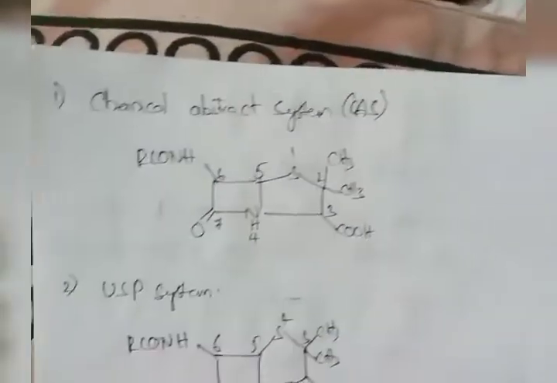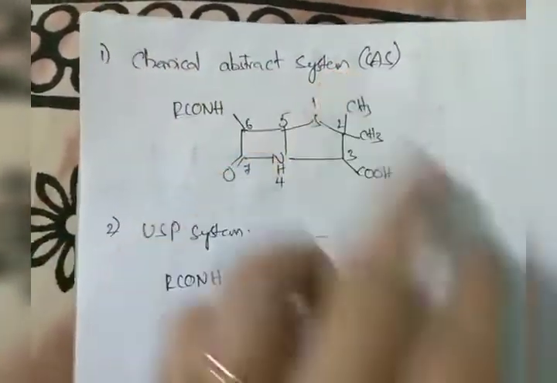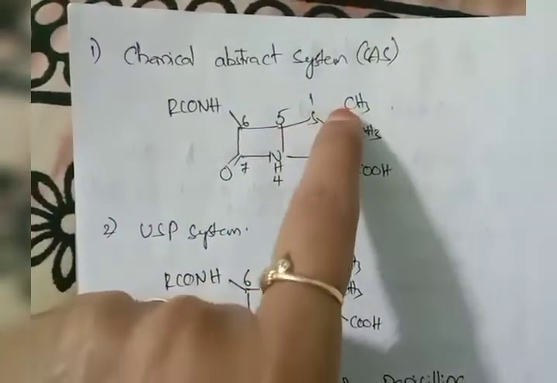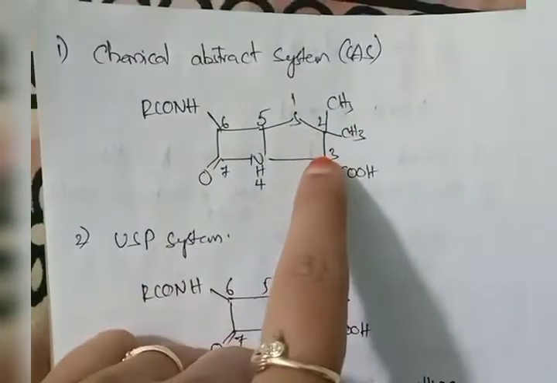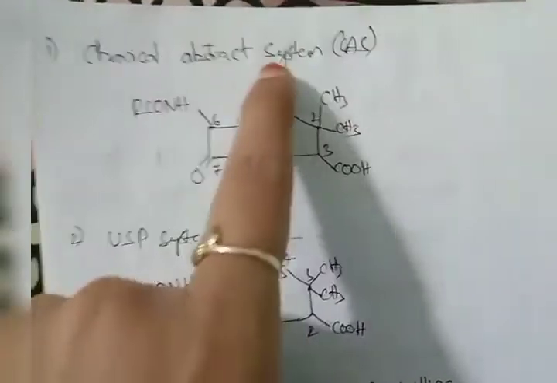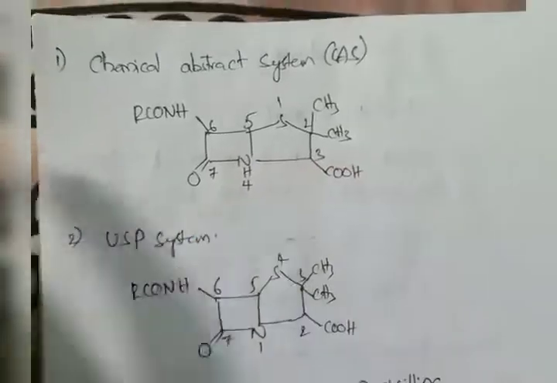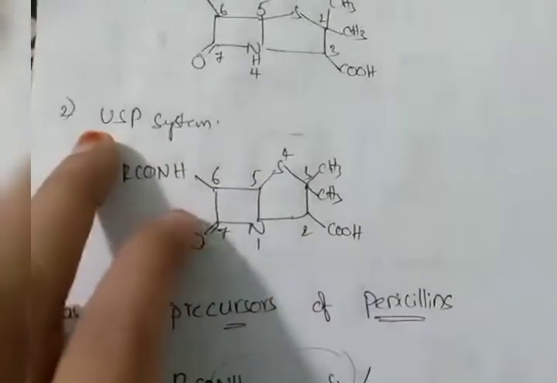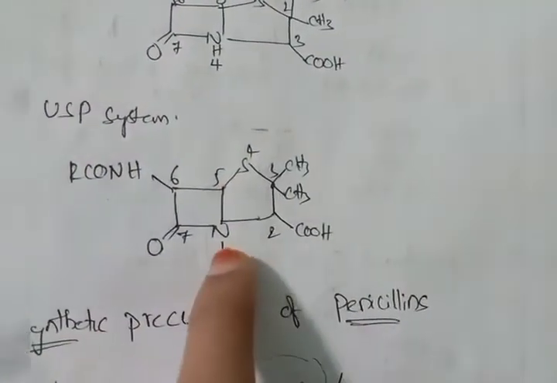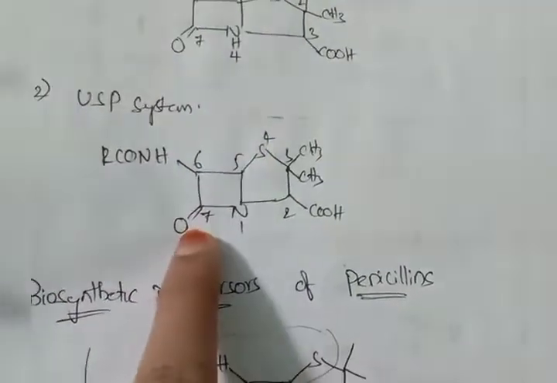According to the Chemical Abstracts system, numbering will be like this: 1, 2, 3, and the second carbon atom will be having 2 methyl groups, and the third carbon atom is having a carboxylic acid group. Okay, 1, 2, 3, 4, 5, 6, and 7. This is the Chemical Abstracts system nomenclature, numbering. And coming to the United States Pharmacopoeia system, numbering starts from the nitrogen atom: 1, 2, 3, 4, 5, 6, and 7.